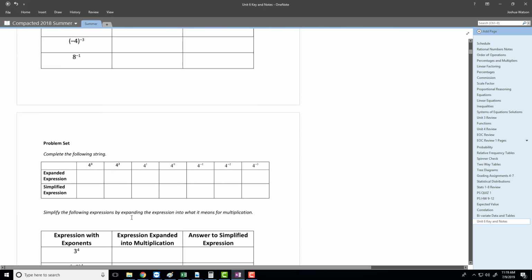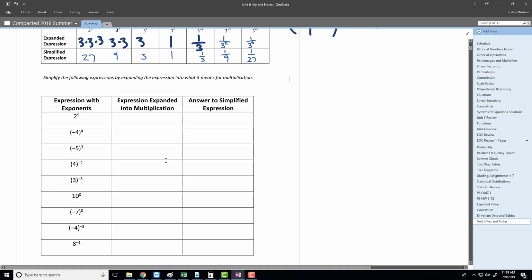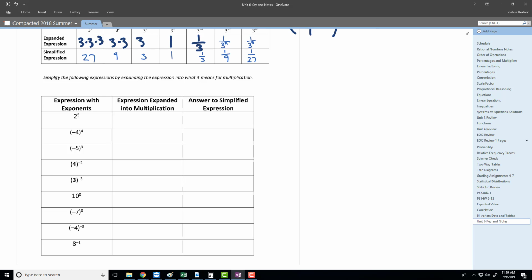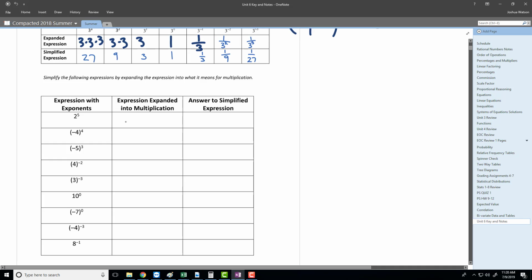Then you have some practice here. I'm actually going to do this practice for you so that you can take a look at how this works. Firstly, with exponents, we'll read the instructions here. Simplify the following expressions by expanding the expression into what it means for multiplication. So, expressions with exponents.